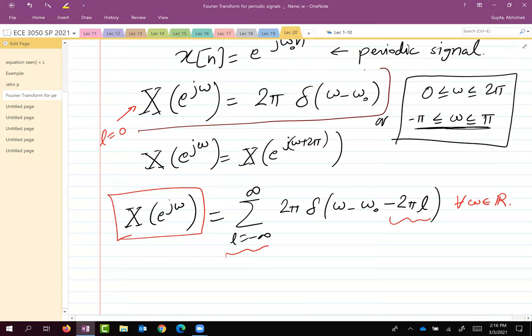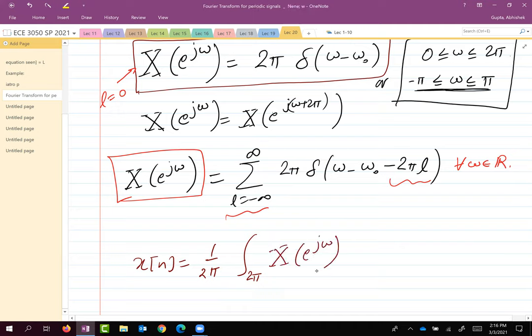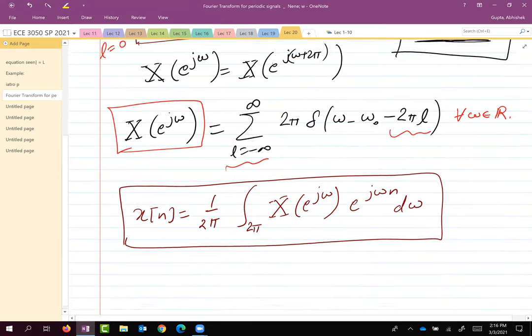Now let's consider this expression and try to compute the inverse Fourier transform for this definition of X(e raised to j omega). So I get my x[n] is 1 over 2 pi integral 0 to 2 pi or minus pi to pi. Let me just write 2 pi, so any interval of length 2 pi. Right, this is the inverse Fourier transform. Let's evaluate this.